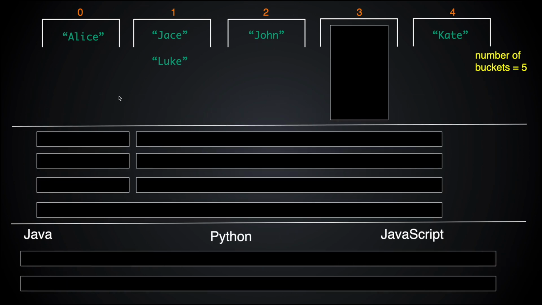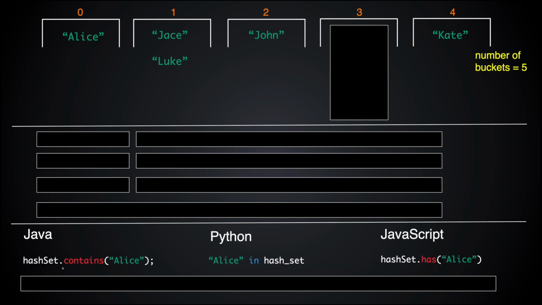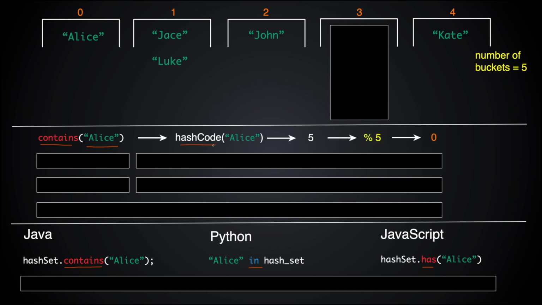Alright, so now let's see how the function contains works. In order to call it, we'll call the function contains in Java, in Python, and in JavaScript. And it works in a very similar fashion. When we call the function contains from the name Alice, the hash set calls the same function hashcode from the name Alice, then it gets the same number as before, in our case the number 5, it gets the remainder of 5 divided by the number of buckets, 5, and it gets the number 0. We go to the bucket number 0, and we see that Alice is indeed present in the bucket number 0, so this function contains returns true.